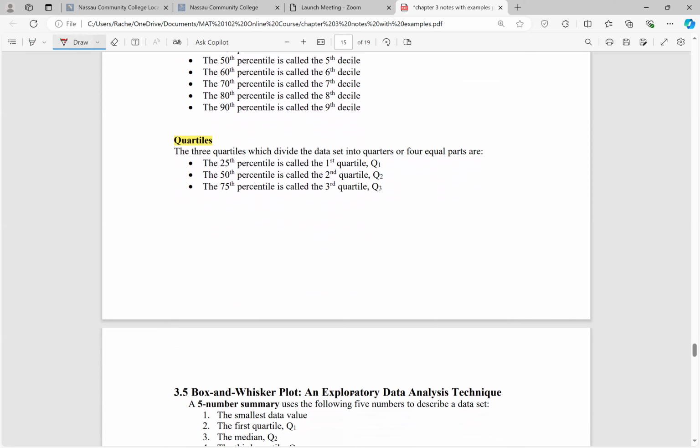So we could think of our quarters or quartiles as the 25th percentile, which we call the first quartile. The 50th percentile is called the second quartile, or Q2. We call the first quartile Q1. And then the 75th percentile, we call the third quartile, and we call that Q3. So we can break our data set into quarters, or 4 equal parts. And that we would call the 25th, 50th, and 75th percentiles. And we're going to do an example where we have to calculate quartiles in a minute.